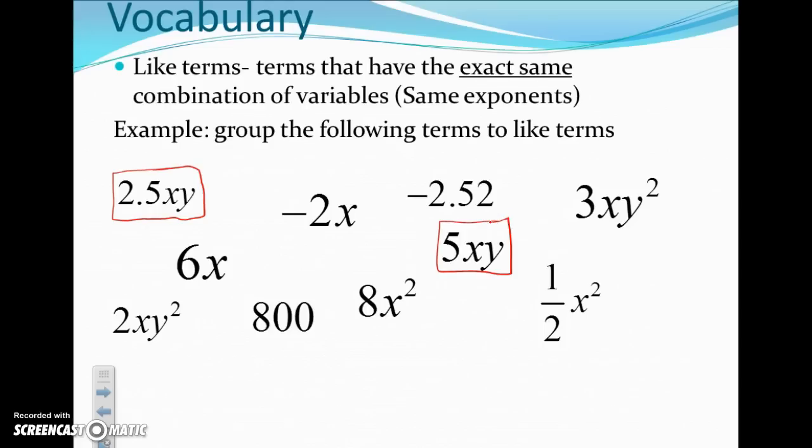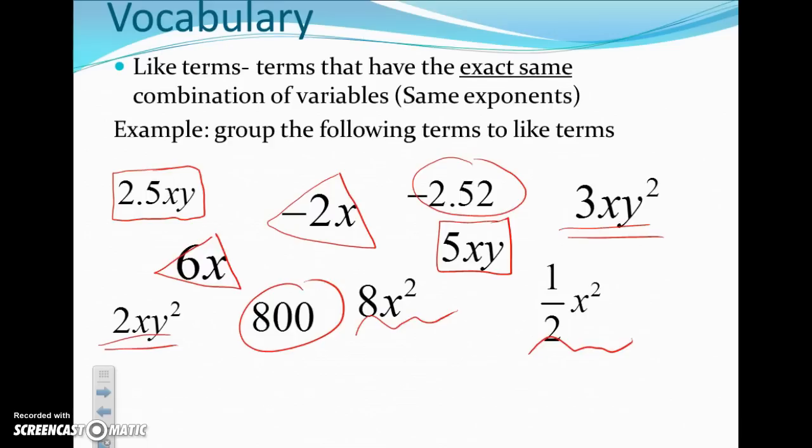Now, please pause the video and find all the other combinations. Now, please check your answer to see if you have the same answer. Please note that constants, for example negative 2.52 and 800, are like terms, and they can be simplified.